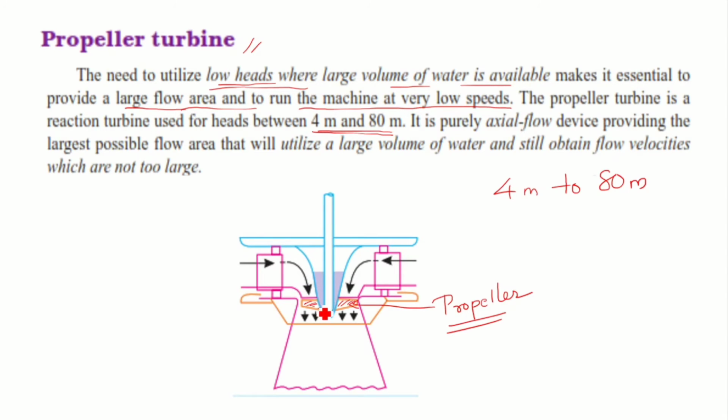So there will be a hub. At the end of the hub, the blades are placed. Here the main problem is that these vanes are not adjustable. These are fixed vanes. We cannot change the angle of the vanes. So in the case of the propeller turbine, we are using propeller-shaped runner blades.